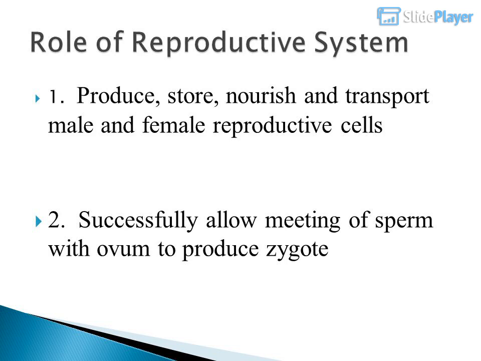1. Produce, store, nourish and transport male and female reproductive cells. 2. Successfully allow meeting of sperm with ovum to produce a zygote. Zygote equals the cell that results from fertilization. It is the union of a spermatozoon and an ovum.